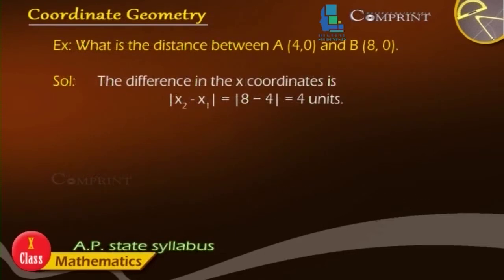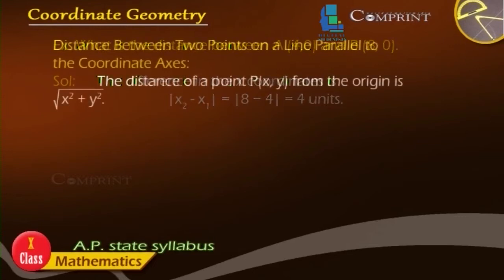Example: what is the distance between A (4, 0) and B (8, 0)? Solution: the difference in the x-coordinates is x2 minus x1, which is equal to 8 minus 4, which is equal to 4 units. Distance between two points on a line parallel to the coordinate axis.